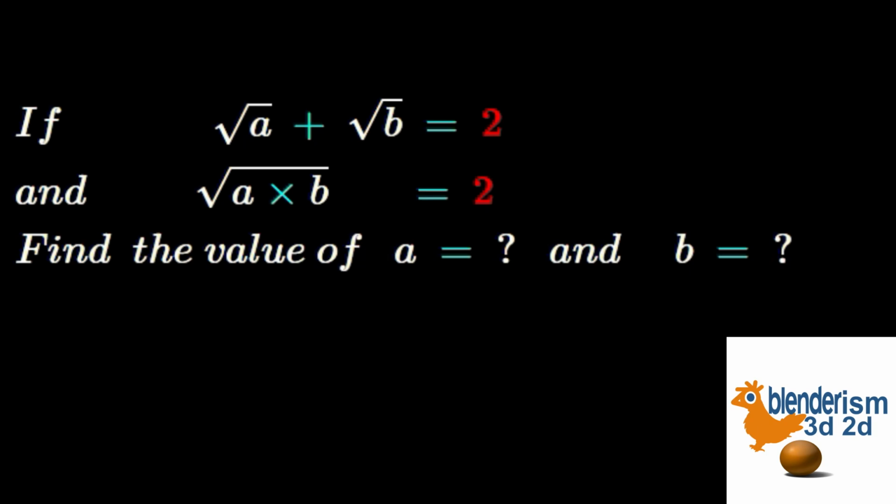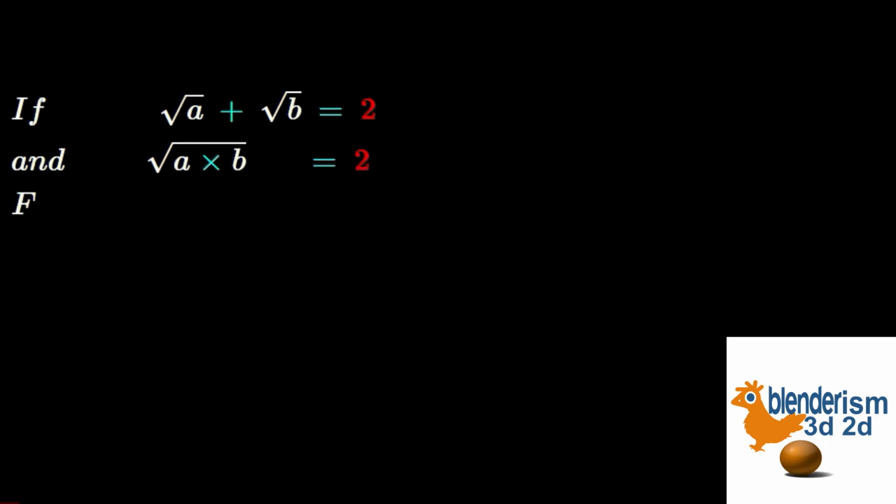Hello, in this video I'll show you how to solve the following problem. If square root of a plus square root of b equals 2, and square root of a times b equals 2, find the value of a and b.